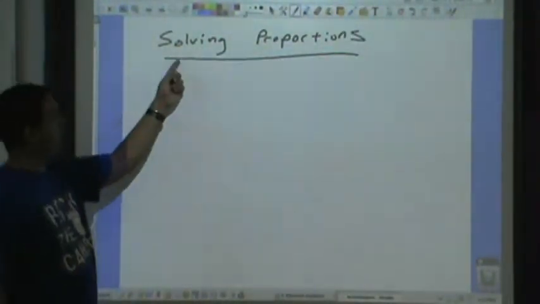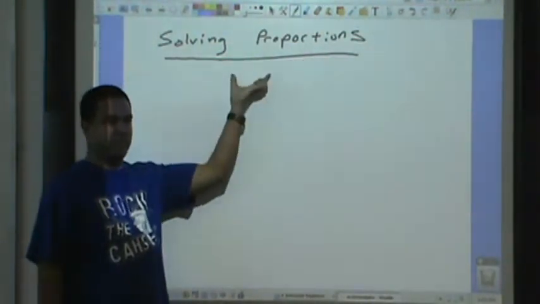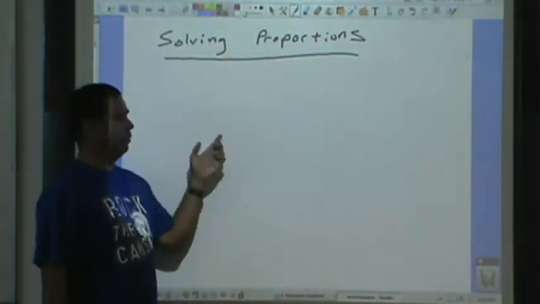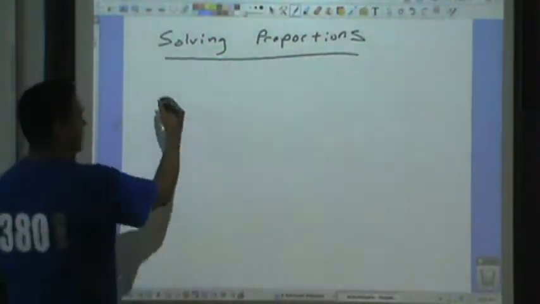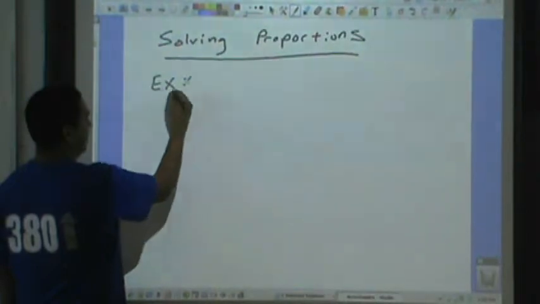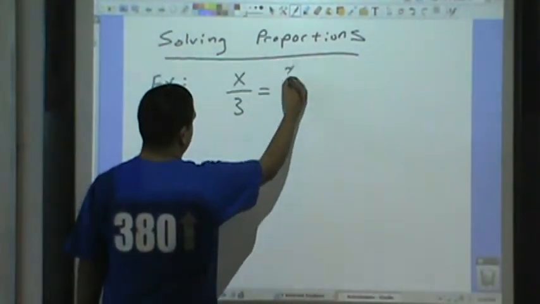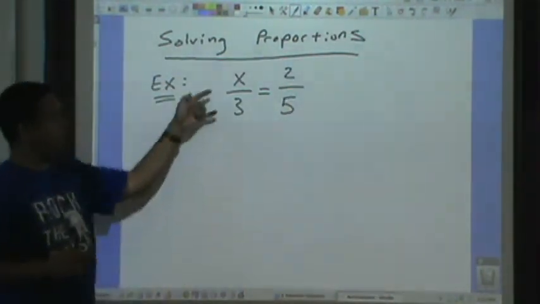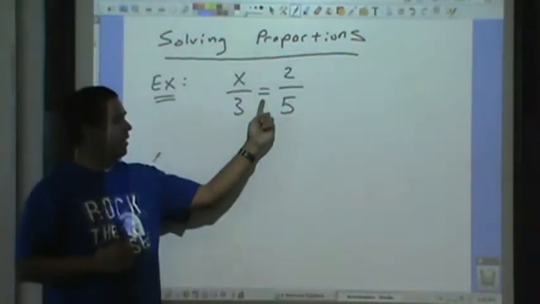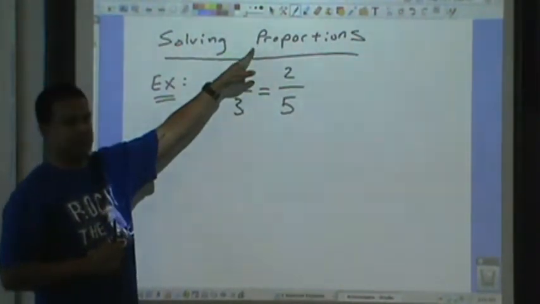Alright, so today we'll be solving proportions. We're going to continue solving equations, but we're going to look at what's called a proportion. It's an equation that's a little different. It's when we have one fraction set equal to another fraction. We call that a proportion.